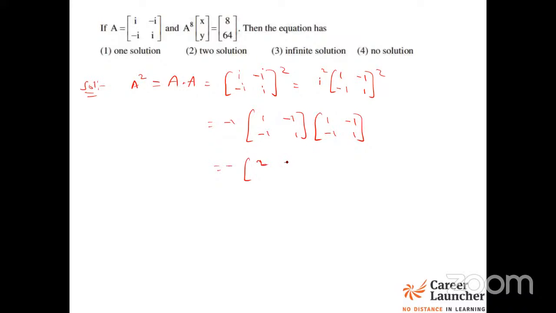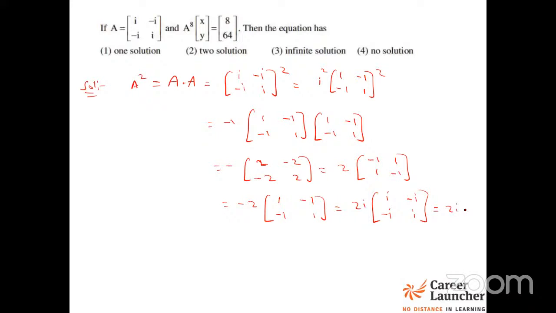Minus 1 will become minus 2, minus 2 and 2. So minus of this will become, or if we take 2 common outside, it will be 2 times the matrix (minus 1, 1; 1, minus 1), right? Or if you take minus 2 common, so minus 2 times the matrix (1, minus 1; minus 1, 1). So it will be 2i times the matrix (i, minus i; minus i, i). So what is this? Nothing but A here. So we get the value of A square will be equal to 2i times A. So this will be the same as 2i times A.